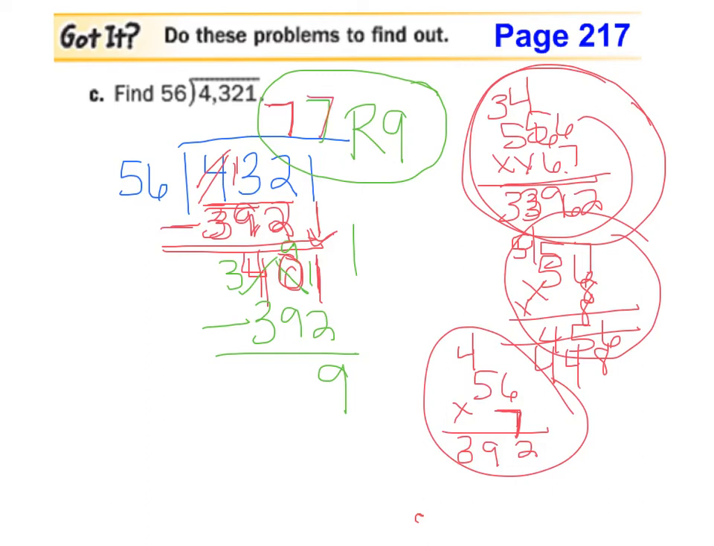Multiply: 7 times 56 is 392. Subtract. I get 9. There's nothing left to bring down, so that's my remainder, 9. 77, remainder 9.